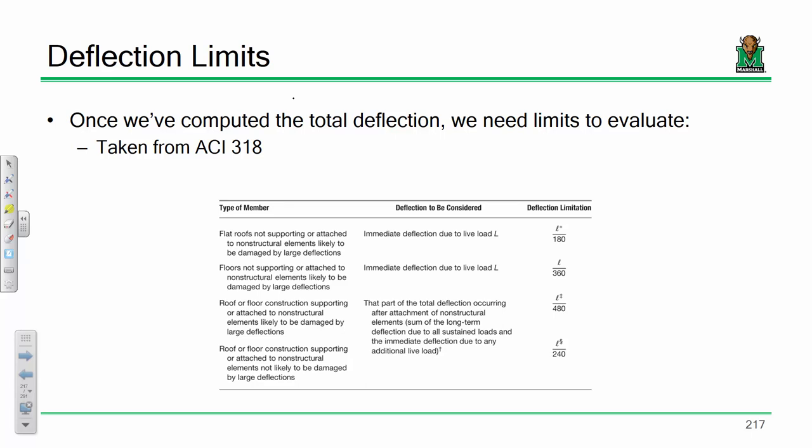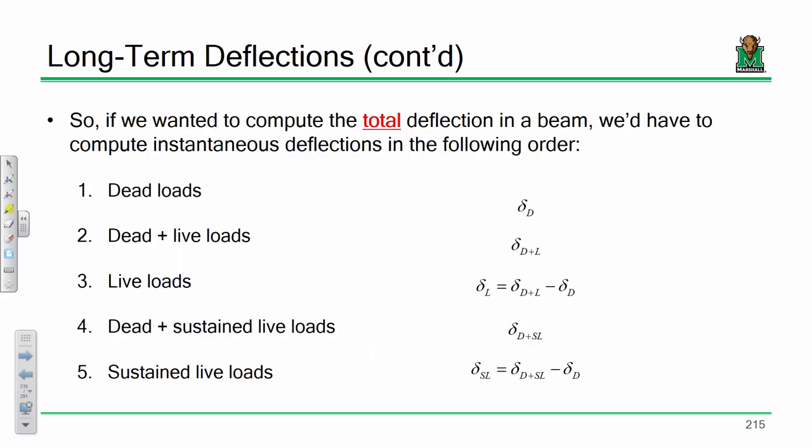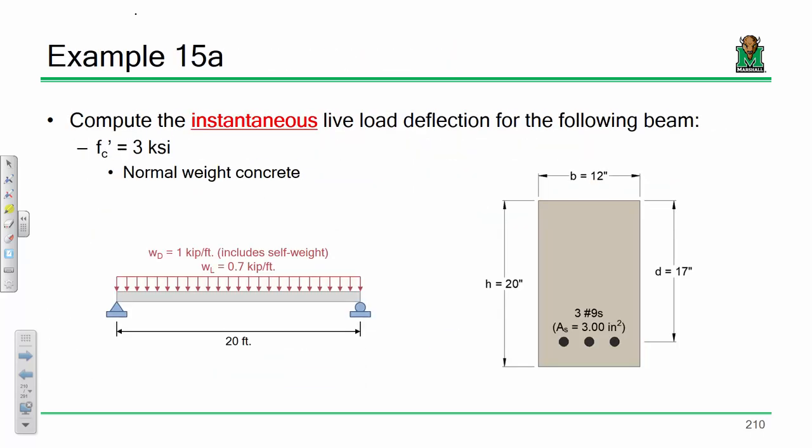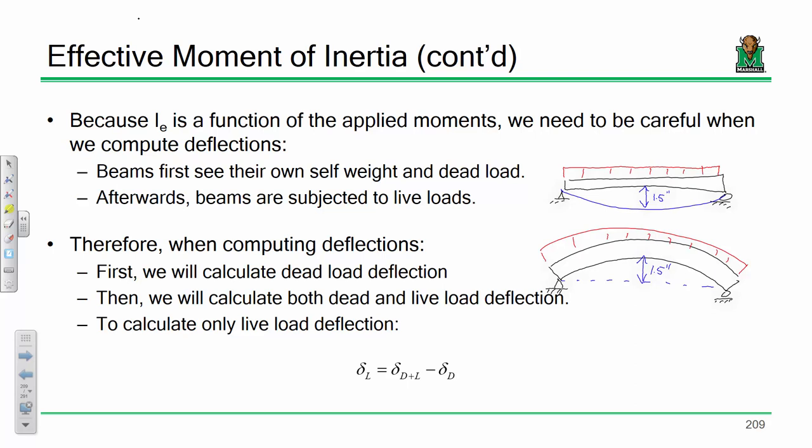Okay. Now, what's going to get a little more intricate, and we'll handle this after we get back from spring break, is that those limits are also dependent upon whether or not we're talking about immediate live load deflections versus long-term deflections. What I mean by that is if you have a reinforced concrete beam and you put some load on it, it'll deflect. Now take that same load and leave it on there for 5 years. It will continue to deflect. You know, concrete's properties will change over time.